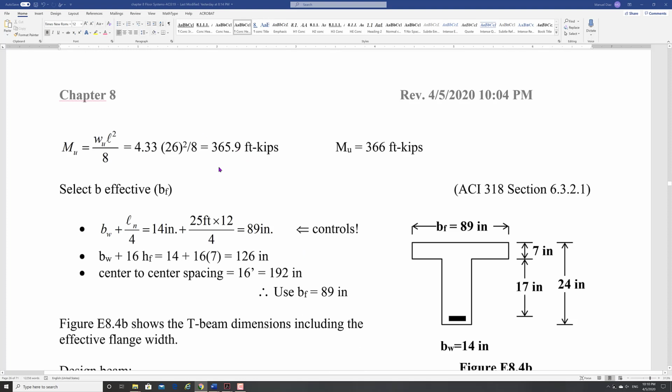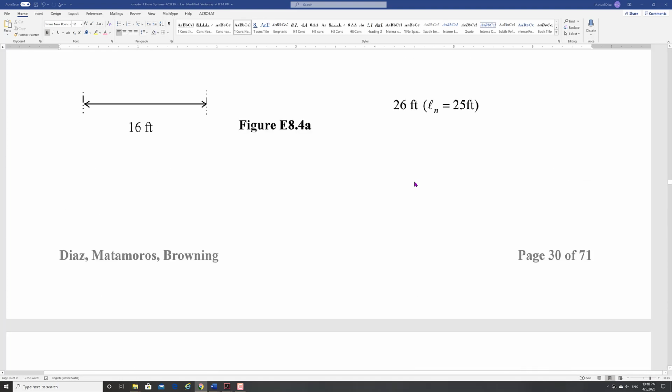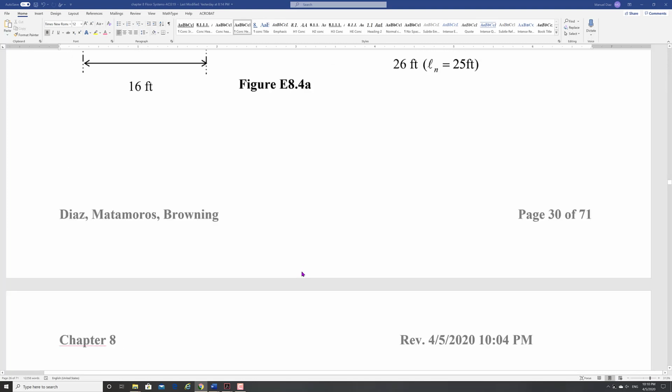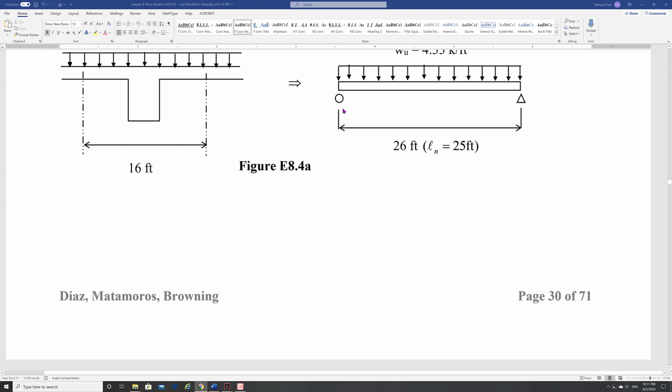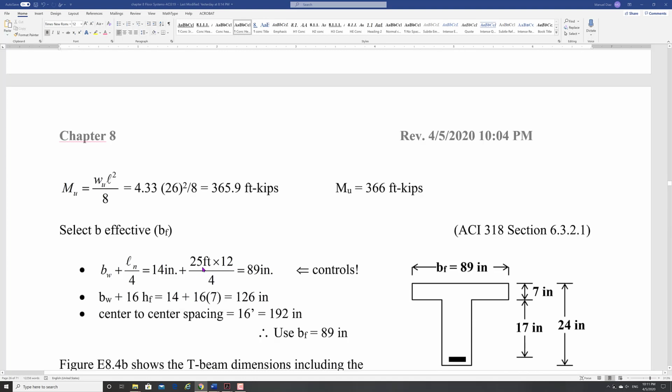All right, so I got my moment positive, 365.9. So I'm going to design my beam, but now I need to find my flange, right? So I had 3 things I had to calculate. BW plus ln of the beam, right, divided by 4. So 14 inches is the width. The clear value for the beam, 25. Right? You can usually assume 1 foot less. So typically about 6 inches on each side. It can be more, but that's a good estimate. Okay. So you get 25 times 12 divided by 4. That gives me 89 inches.